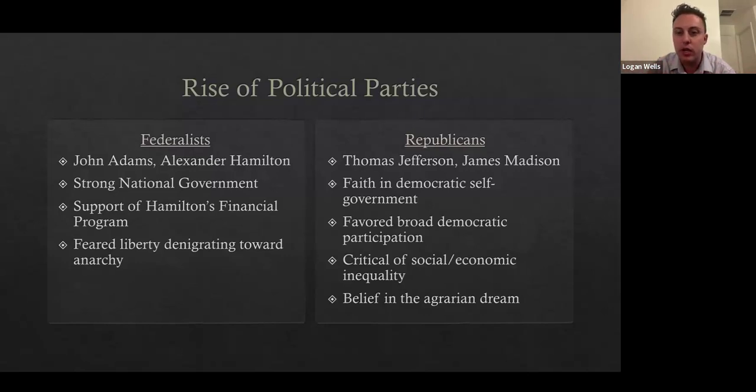They were very critical of social and economic inequality, and they had this belief in what's called the agrarian dream, right? They were very critical of urbanization and industrialization, right? They believed that the virtue of the nation was in its farmers, especially independent farmers, right? That's where the nation's future was, right? That's what would make the United States a virtuous and powerful nation: supporting westward expansion, supporting broad democratic participation, and having most people be able to own land and live off that land and self-govern.